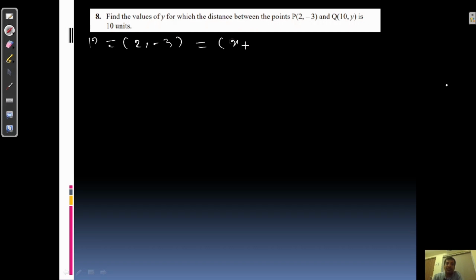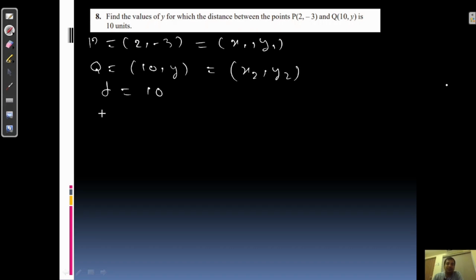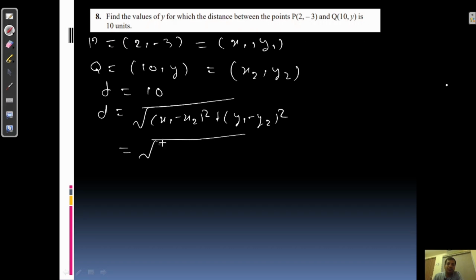Let us say this point is (x1, y1). Okay, so second one is Q, which is (10, y). Let us say it is (x2, y2). They have given that the distance between the points is 10 units. Now I am applying the distance formula. What is the distance formula? Square root of (x1 minus x2) whole square plus (y1 minus y2) whole square. So let us put the values one more time.